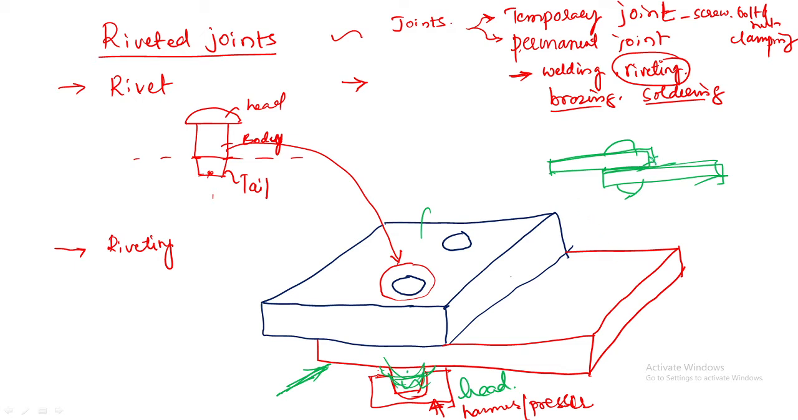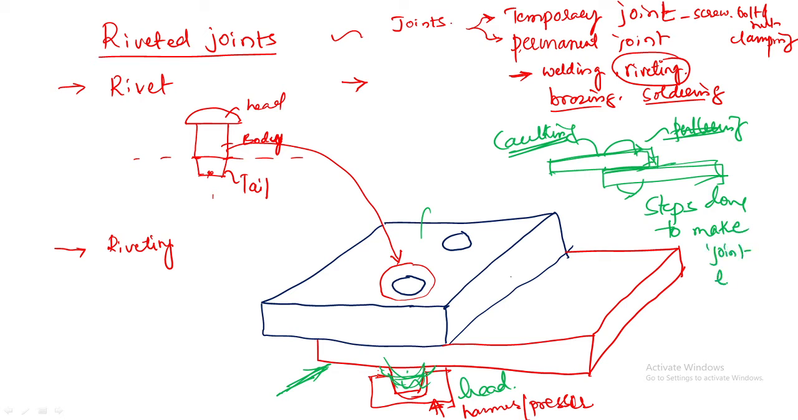After that, they will perform two operations, that is pulling and caulking. These two processes or steps are done to make the joint leak proof. They will use some chisel type tools so that they can make the joint leak proof. Now this is riveting.